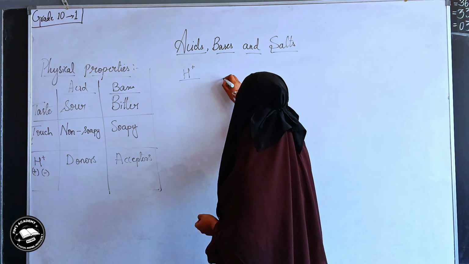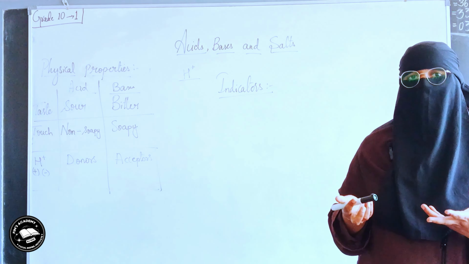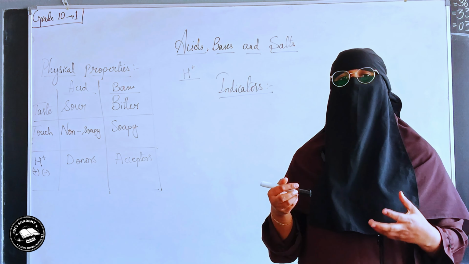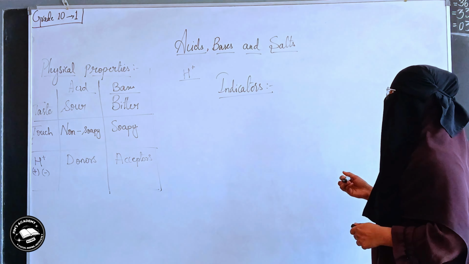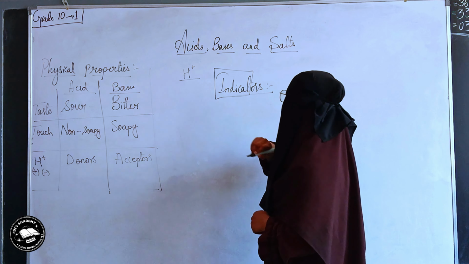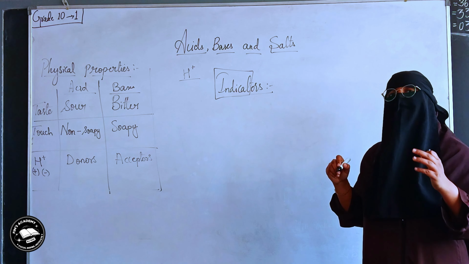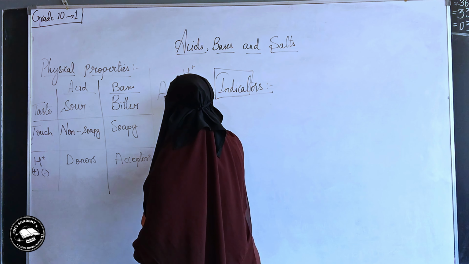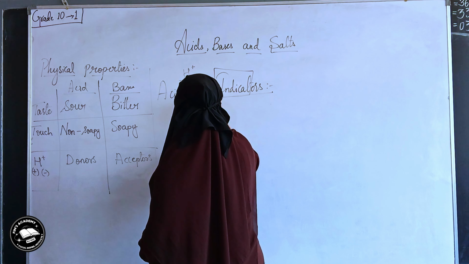Now indicators are the substances which will tell you whether the given substance is acidic or basic in its nature. That's the reason why they are called indicators, because they indicate the presence of acid or base in a substance, and that's the reason why they are called acid base indicators.